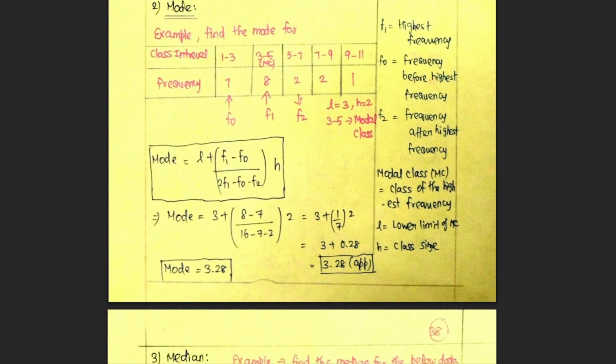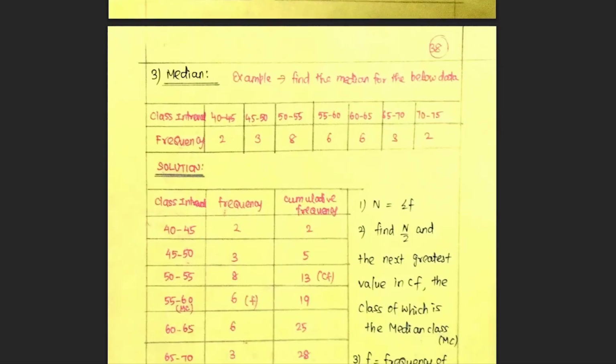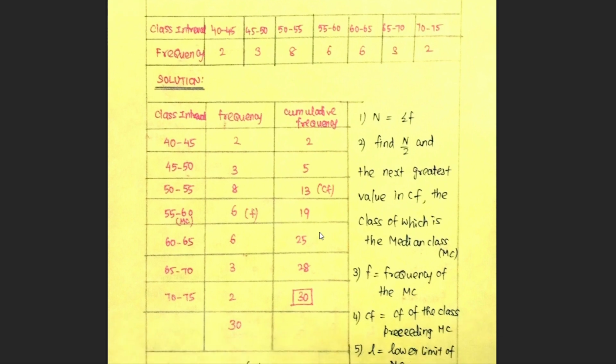Next is median. So median, very simple. If you understand median better, it will be very simple. I have written the steps here. So here you have got class interval followed by frequency. Now here you need to find out cumulative frequency also. So cumulative frequency, please note carefully. First term you have to keep as it is and then add it in the zigzag fashion. 2 plus 3, 5. 5 plus 8, 13. 13 plus 6, 19. 19 plus 6, 25. 25 plus 3, 28. And 28 plus 2, 30. On totaling this, you get 30.